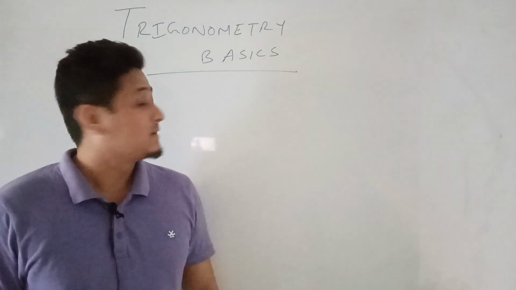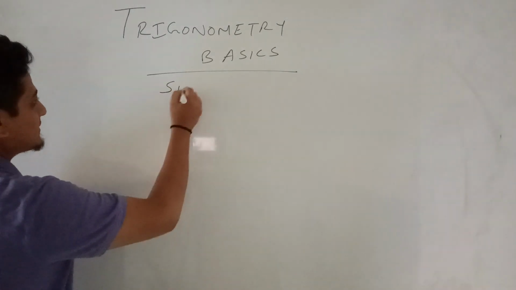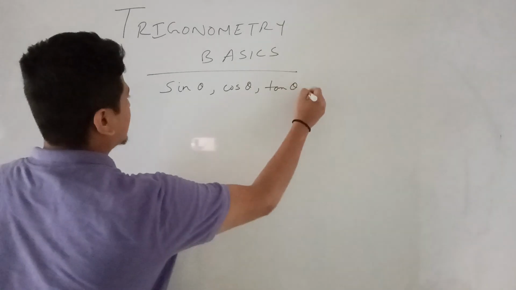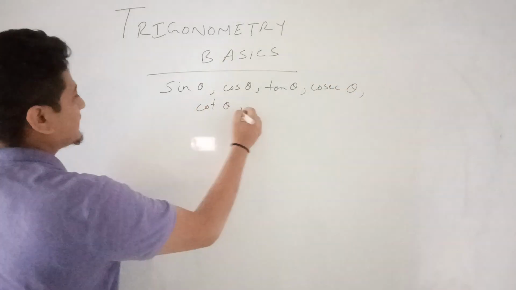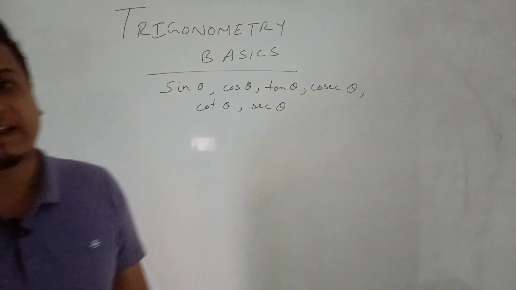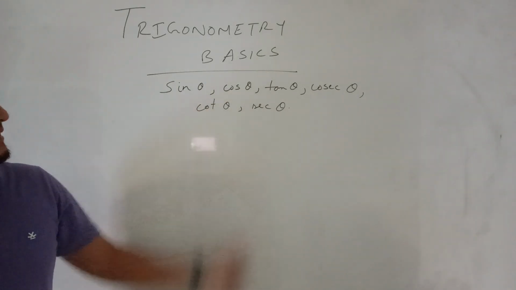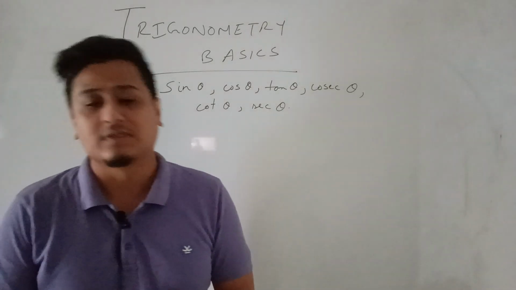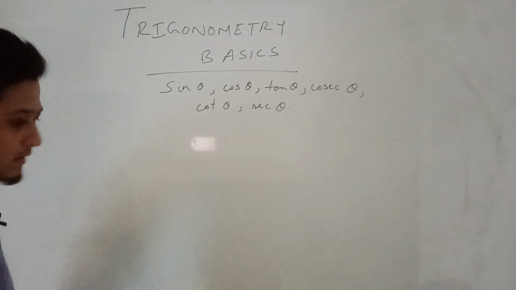So we're going to start with the basics of trigonometry. You must have heard of some angles like sine theta, cos theta, tan theta. Then we have cosec theta, cot theta, and sec theta. Whenever we are going to find an angle using these terms, sine, cos, and tan, we'll now see what this actually means and how we can find the angles with the help of these sine, cos, tan, etc.